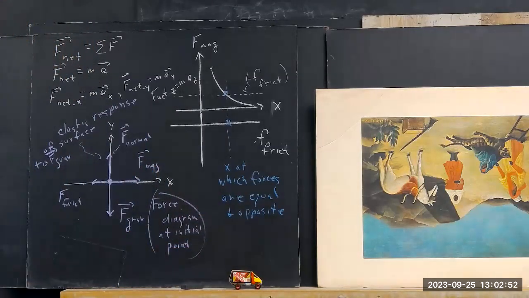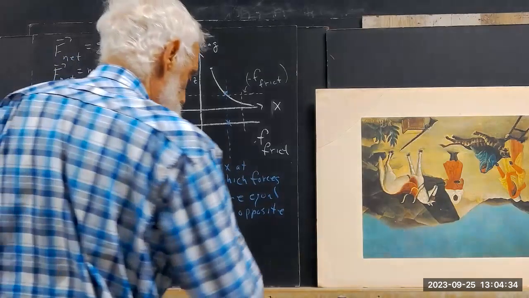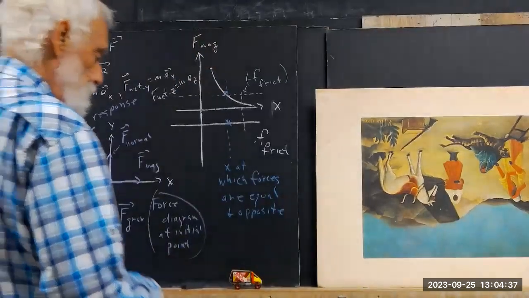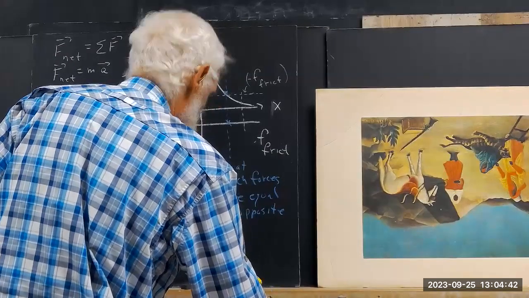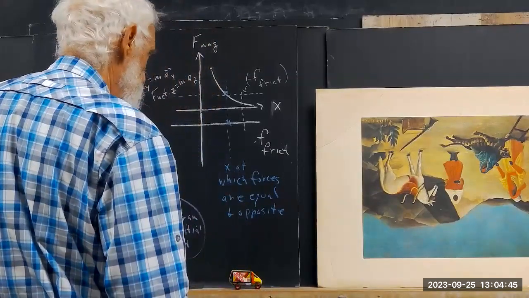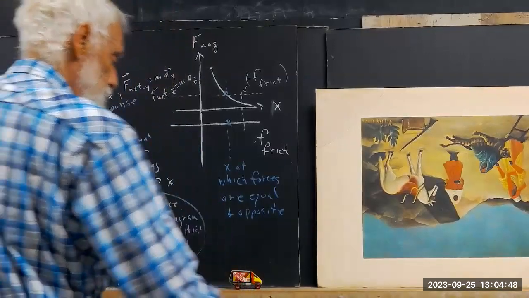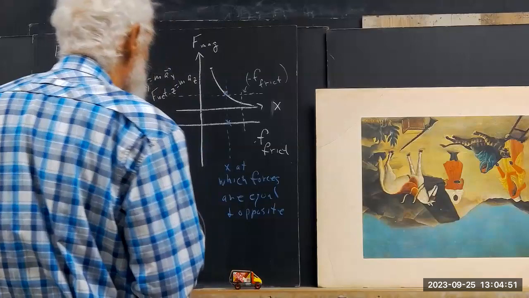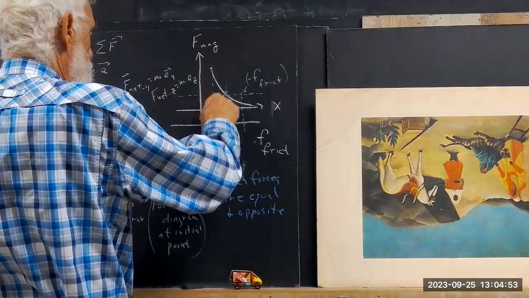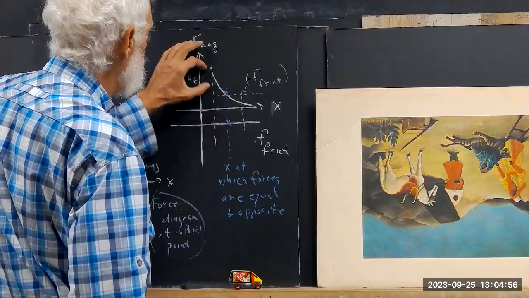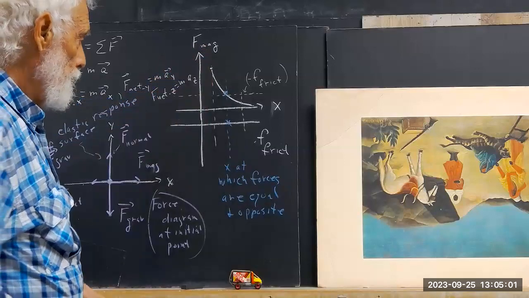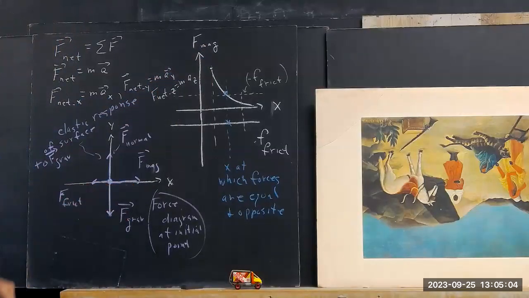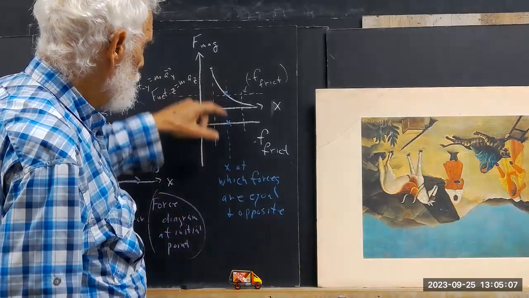Now, does that make sense? Okay, so what I'd like everybody to do is draw me a force diagram. Let's just say that at this point, this is the diagram. We notice that the magnetic force is bigger than the frictional force, and this is bigger than this. Okay, so what's the force diagram going to look like here?